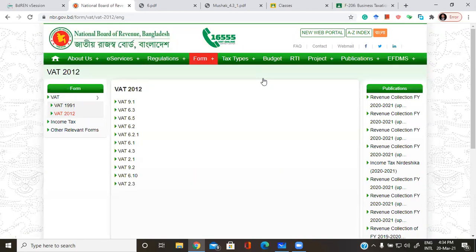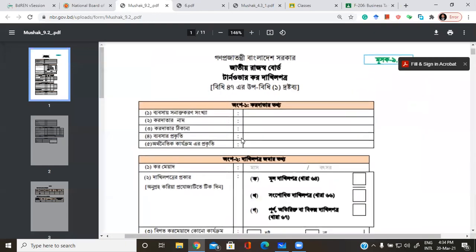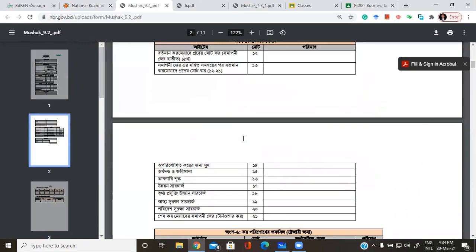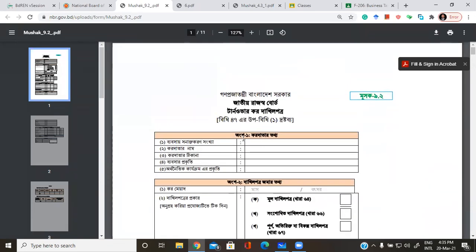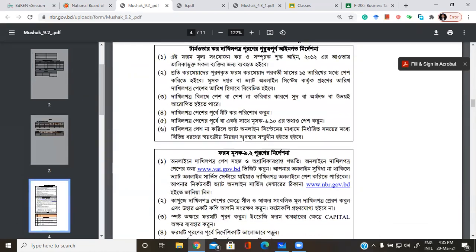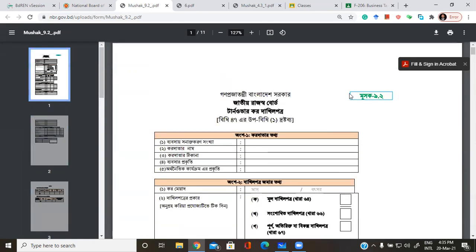Now under VAT 2012, which are the VAT return forms? One is 9.1, another one is 9.2. I just see 9.2 here. It is for what? You see the title? It is the return for turnover. So we have to fill out this form because we have the registration for paying turnover tax. And VAT 9.2 is for turnover tax, and VAT 9.1 is for VAT.